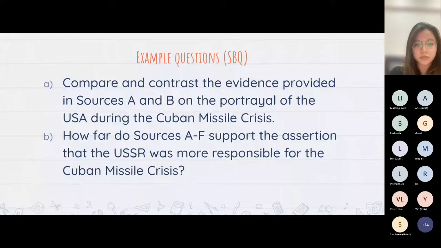So this is an example question for the SBQ. I believe most of you will be more familiar with the comparison, and comparison is quite straightforward. It's just finding one similarity and one difference between two sources. Whereas the evaluation question is probably something that most of us are not familiar with. At least for me, when I was moving from secondary 4 to JC, I was kind of confused about how the evaluation question worked, because you have to evaluate 6 sources and you have to group them into two different sets. One is the support set which will support the assertion, and the other is the challenge set that will challenge the assertion.